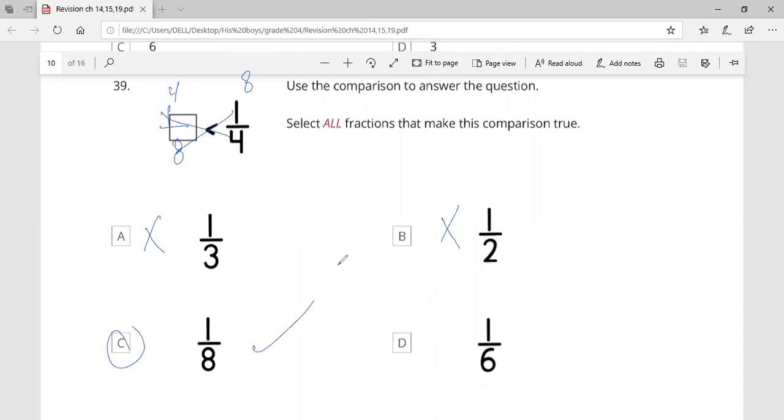And the next one, if I choose 1 over 6 and do cross product, to get a 6, and here is 4. And it's correct, 6 is greater than 4. And here he says select all the fractions that make the comparison true, and so on.